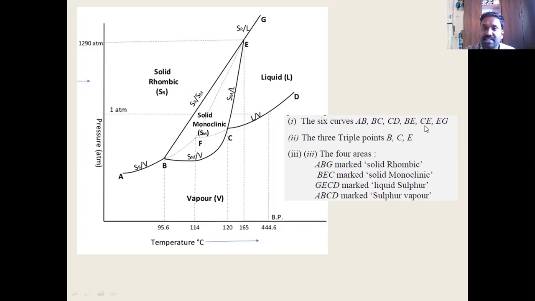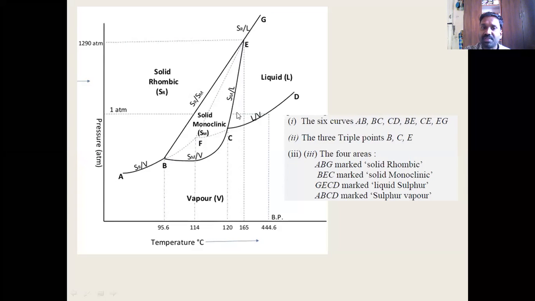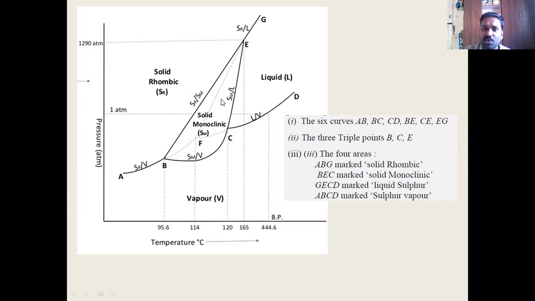What is CE? This is the next curve. It's the melting curve of monoclinic sulfur, because monoclinic sulfur is getting converted to liquid. You consider the curve CE and see which are the phases on either side of the line. One side it is monoclinic sulfur, the other side it is liquid sulfur. So this is the melting curve of monoclinic sulfur.